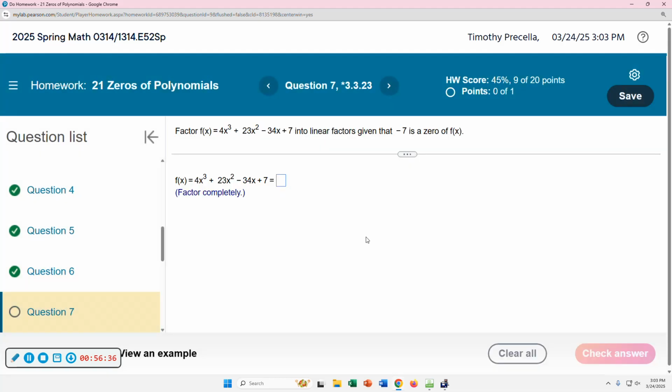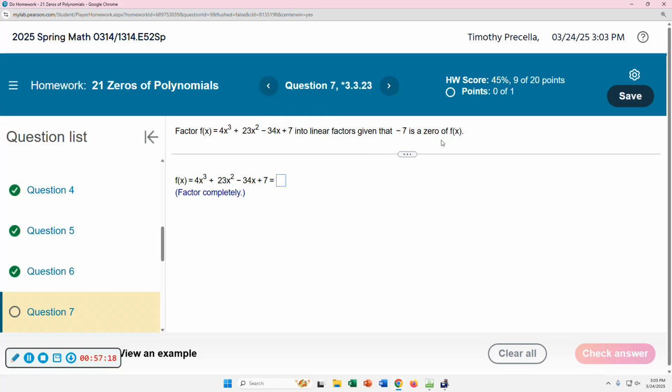Same thing. Same instructions. We want to factor this polynomial into linear factors. It doesn't say k equals. It just says negative 7. 4x cubed plus 23x squared and a minus 34x plus 7. Okay, let me make sure that I copy that. 4x cubed plus 23x minus x squared. Okay, given that negative 7 is a 0. Negative 7 is a 0.